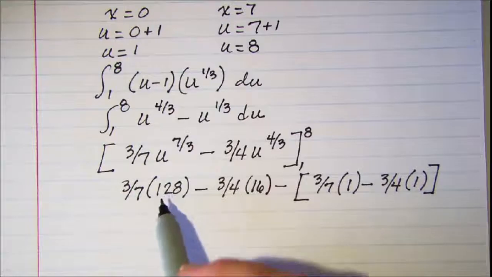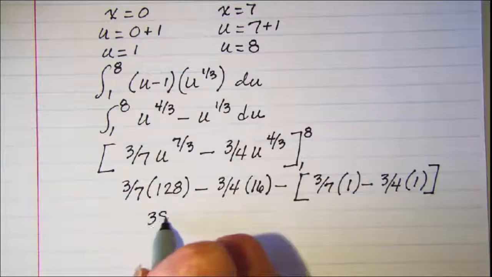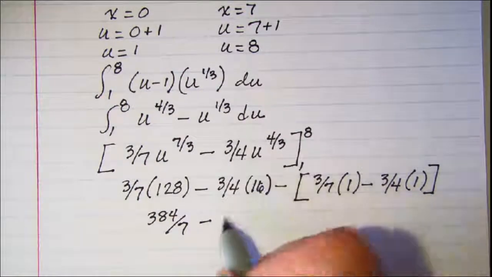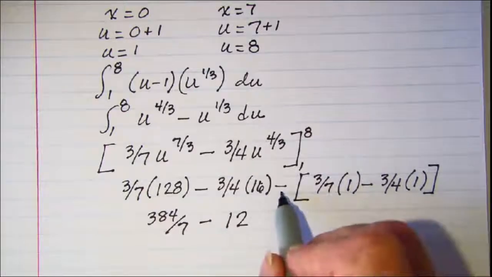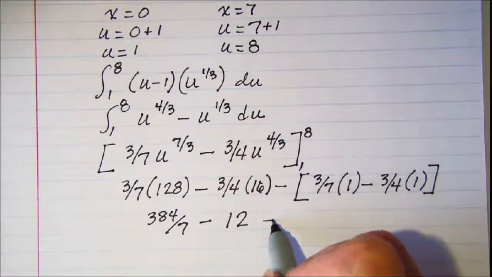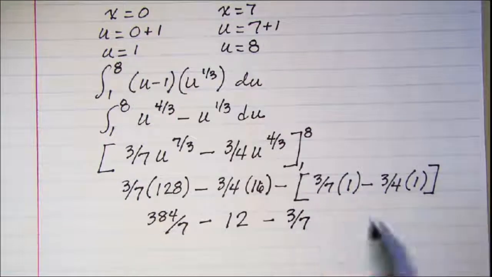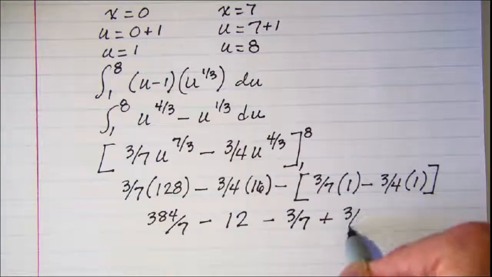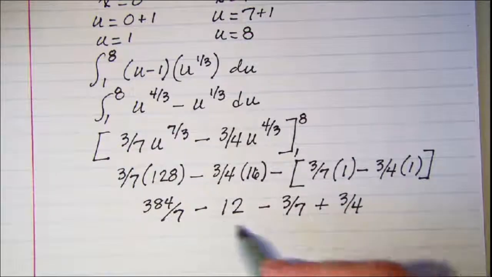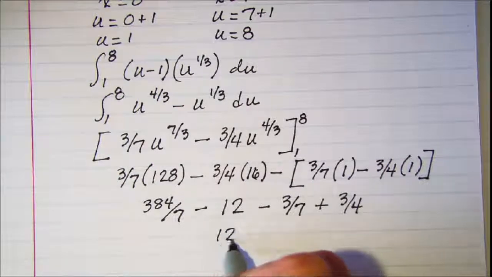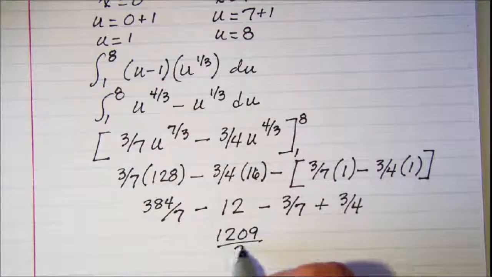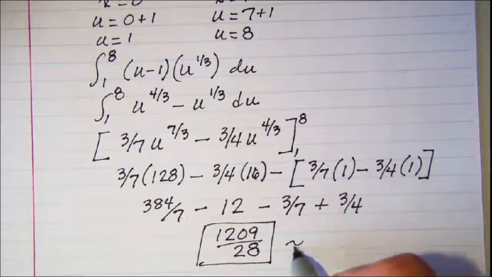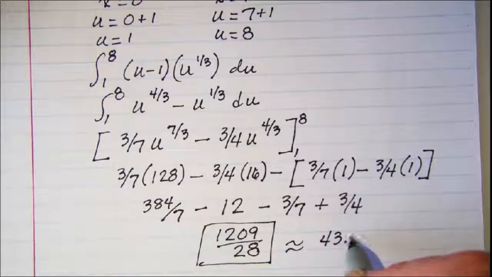Do the math here, we get 384 over 7 minus 12. Distribute this minus in here, so it's minus 3/7. And this minus in here makes this plus 3/4. Do the math, we get 1,209 over 28, which is approximately 43.18.